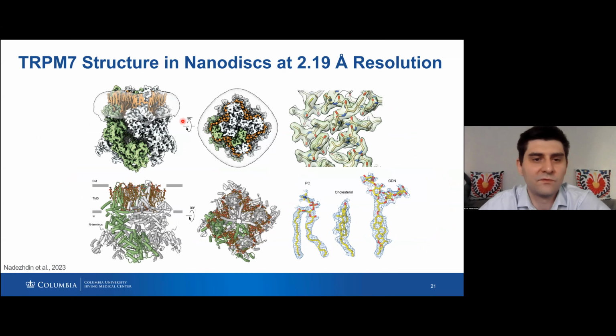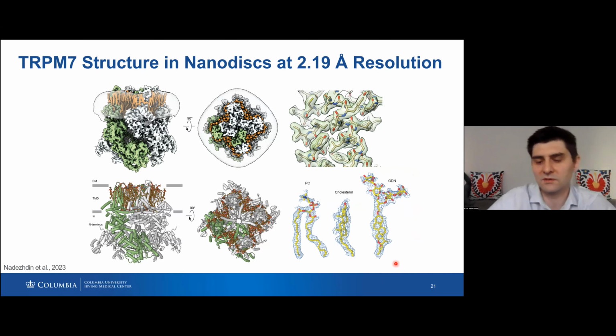So this is the full map. You can see the micelle or nanodisc wrapping around. The quality of the reconstruction is very good. We see a lot of lipids that wrap the transmembrane domain that is here. Interestingly, we can also assign some densities that we think are lipids to phosphatidylcholines, cholesterol, and also GDN. This is the detergent that we use to extract our protein from the cell membrane.